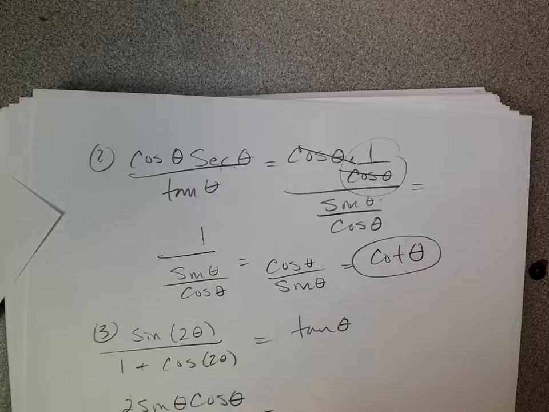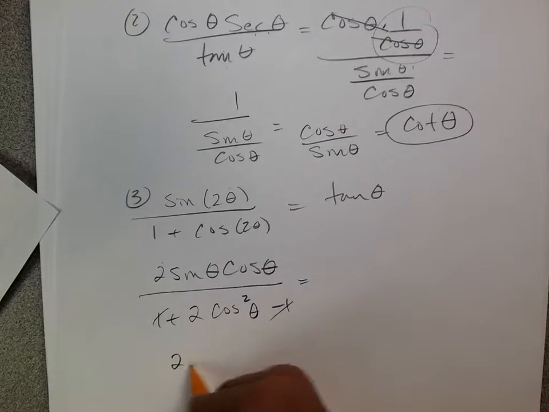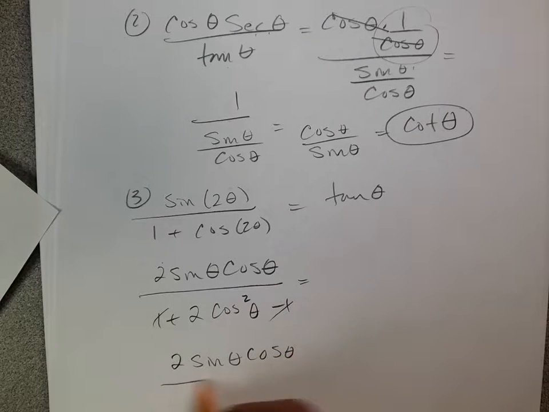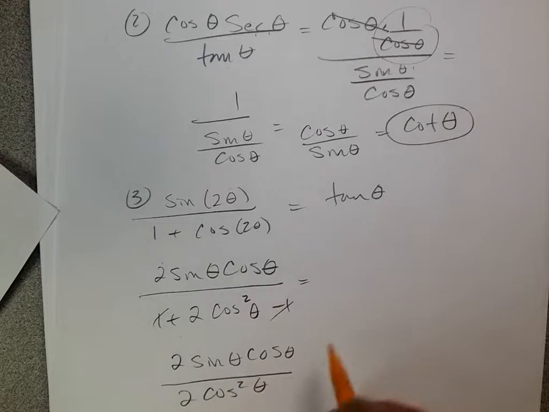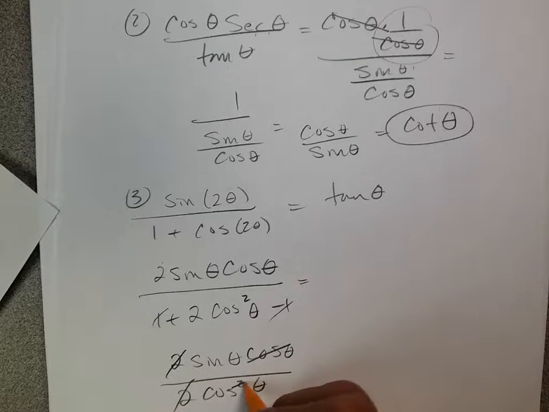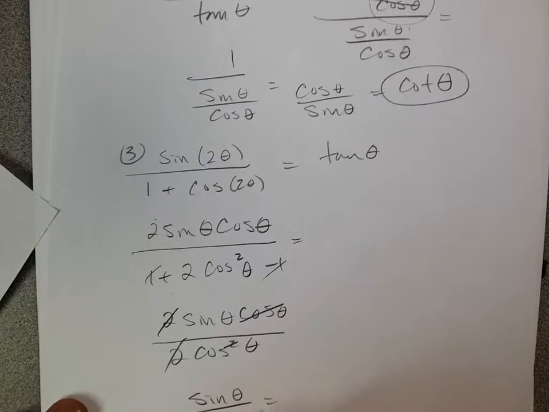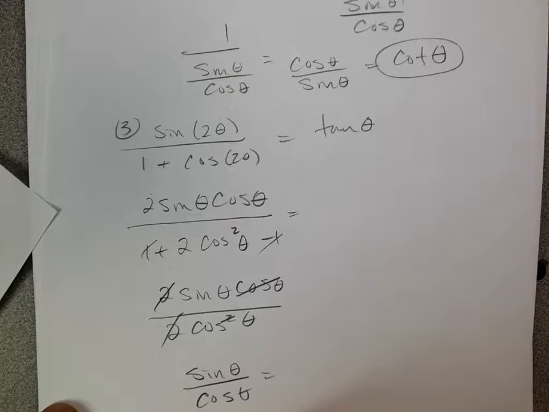I'll be left with 2 sine theta cosine theta all over a 2 cosine squared theta. 2's will cancel for sure. I can cancel a cosine from one of these cosines. That'll leave me a sine theta over a cosine theta, and sure enough that is equal to, sine over cosine is equal to a tangent of theta.